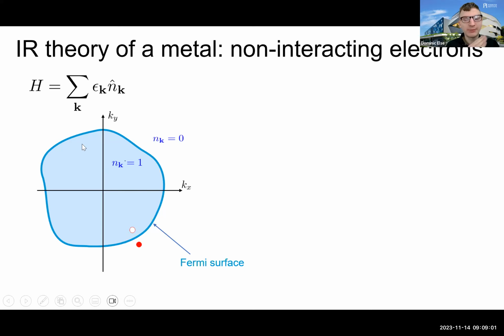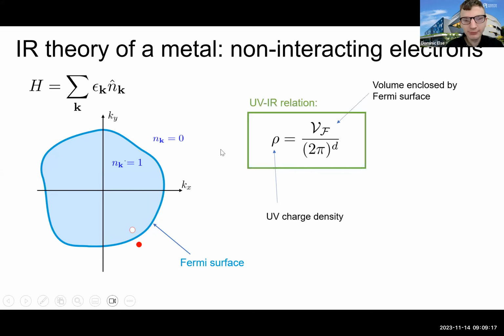In a relativistic system, normally the gapless states would exist only at k equals 0. But here they exist on this codimension 1 surface in momentum space. So in some sense they're much more gapless. And then there's this relationship between the charge density that you imposed and the volume enclosed by the Fermi surface. In these non-interacting systems, that's just a trivial statement, but as we'll see, it becomes more non-trivial when you start talking about interacting systems.